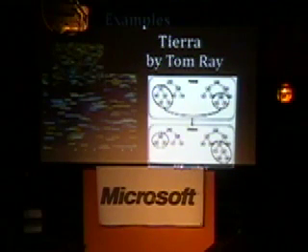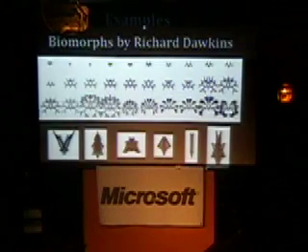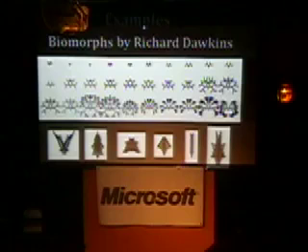Here's a program called Tierra from the early 90s by Tom Ray. It was a program where processes fight for CPU resources. They fight for processor time and also memory. The successful ones get to replicate, passing their code onto their offspring, which then also is mutated and crossbred with other processes. Another example, this is Biomorphs by Richard Dawkins, also from the early 90s.